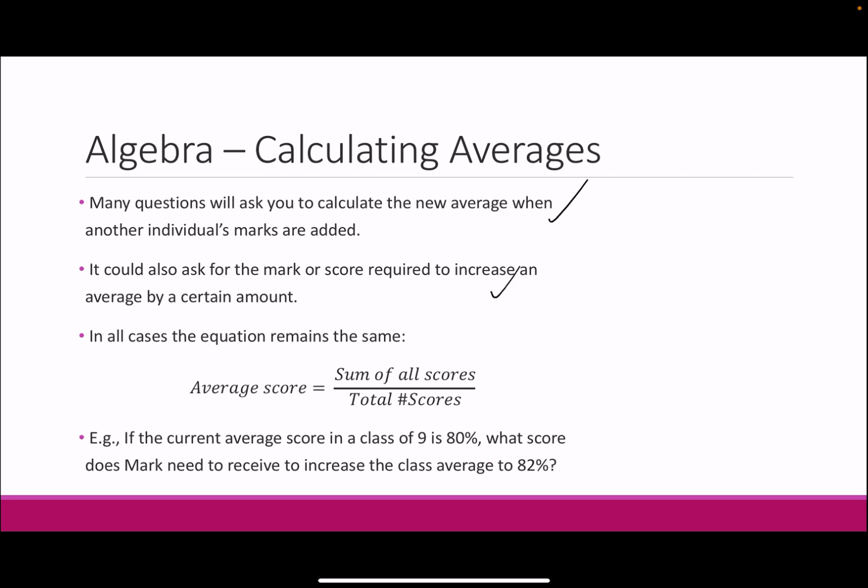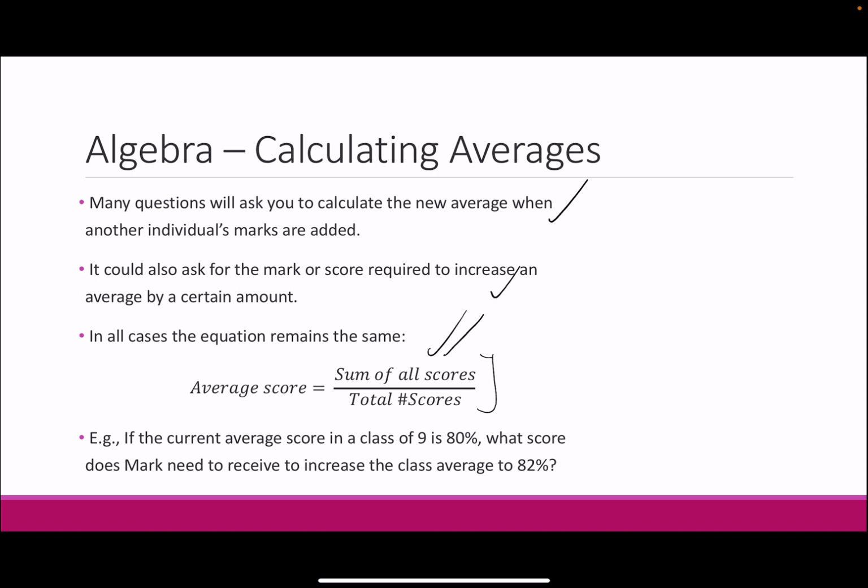It's important to know, in any case, we always use the same equation. Although it's easy to think that you might need to do something else, always use the same equation for averages. That's the sum of all the scores divided by the total number of scores that there are.